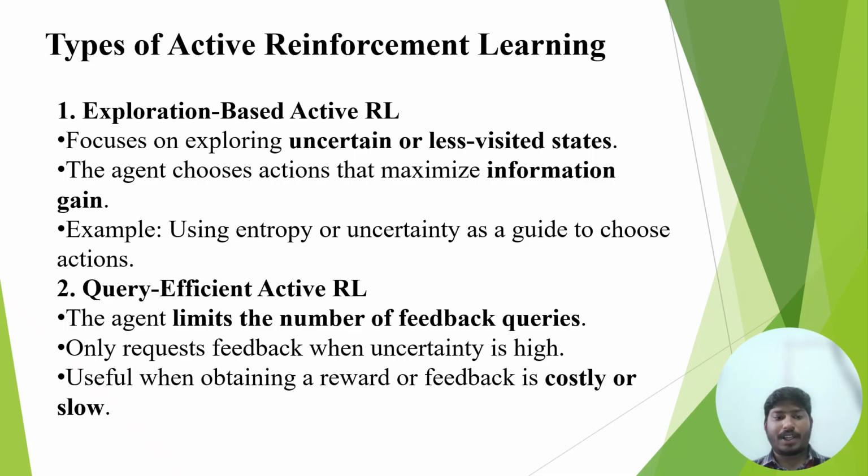In query-efficient active reinforcement learning, the number of feedback requests is limited, and they are only made when uncertainty is high. For example, a customer support chatbot queries a supervisor only for ambiguous customer queries, saving time and cost.